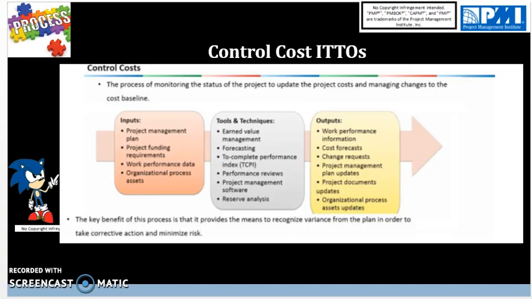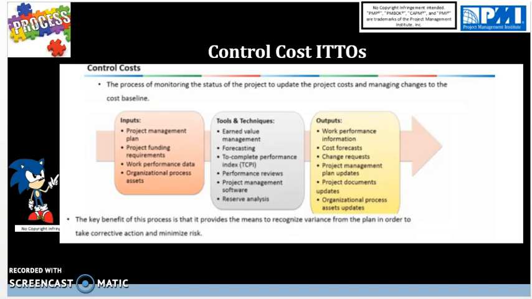Then you have project management plan updates, project document updates, and OPA updates as usual. And the project document updates include updates to the risk register, activity cost estimates, and project schedule. And basically, project management plan updates is going to be updating the project funding requirements or the cost baseline.